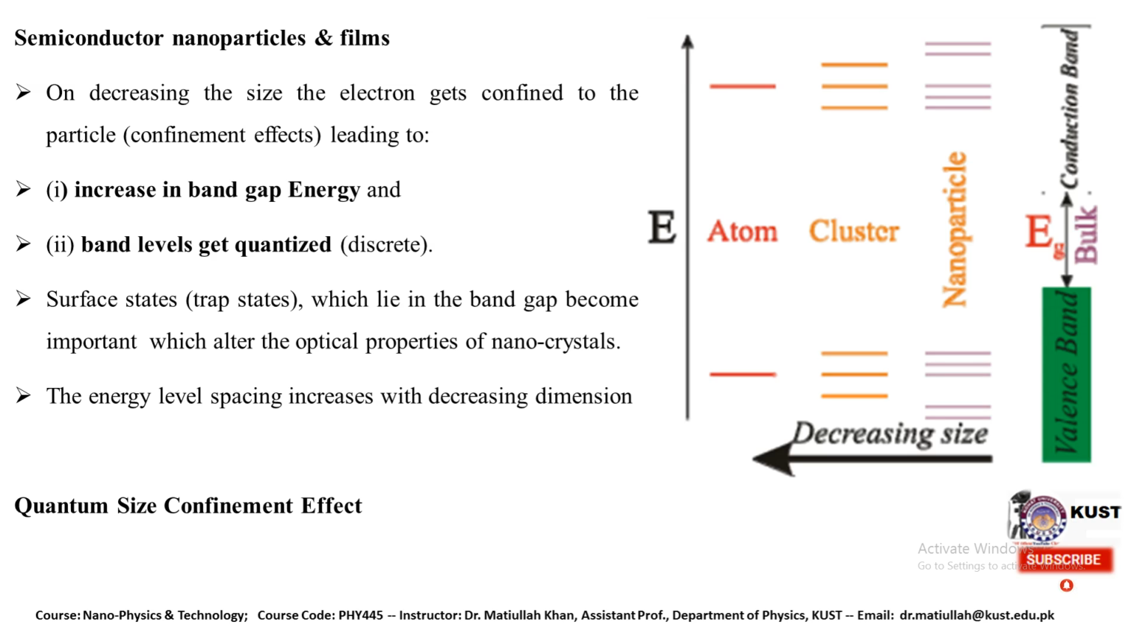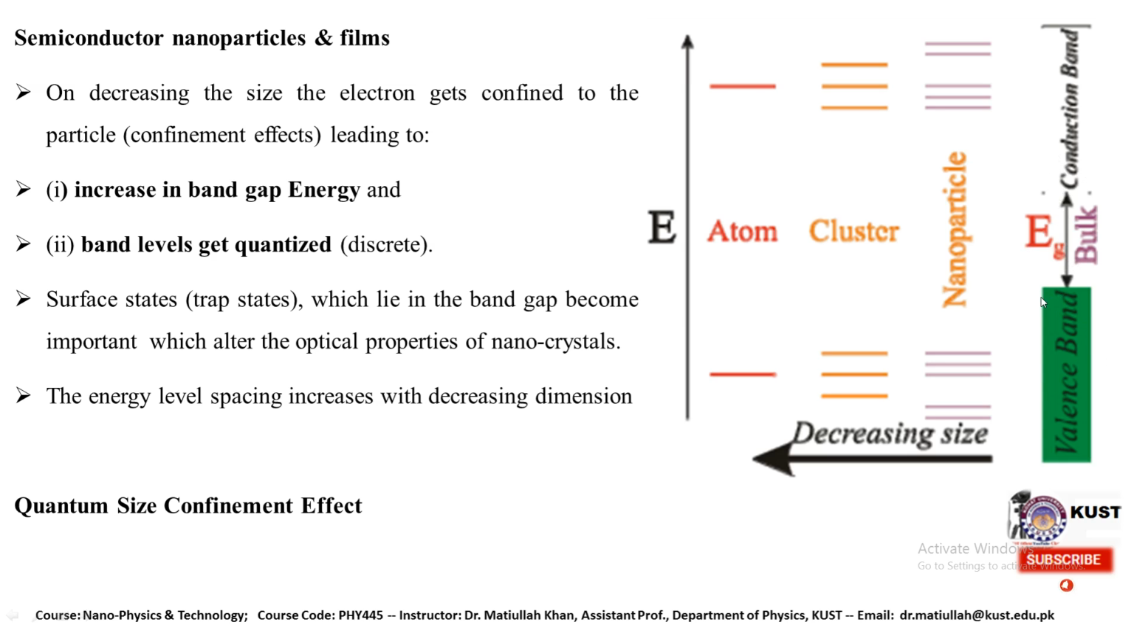So the surface states which lie in the band gap become important, and that alters the optical property of nanocrystals. Here we can see, in this case, this is a semiconductor material. So this is the valence band of the semiconductor, and this is the conduction band, and the difference between the valence band and conduction band is the band gap.